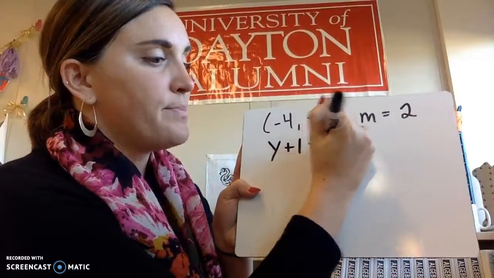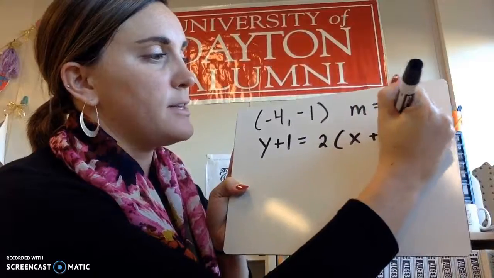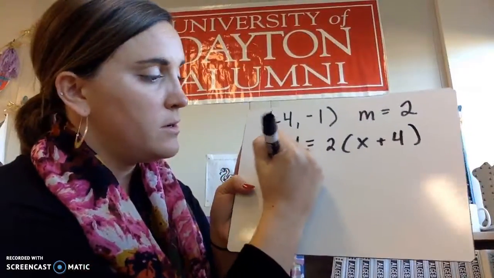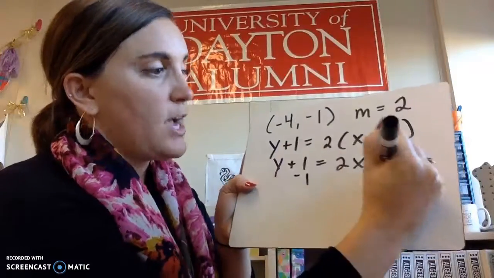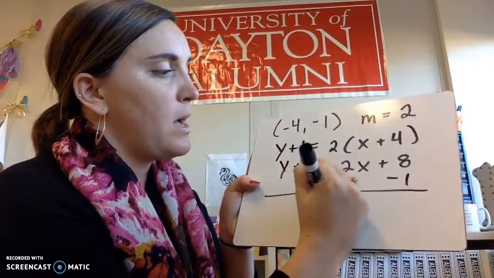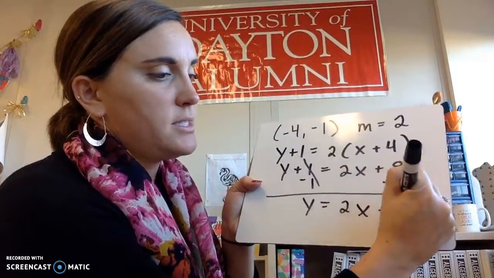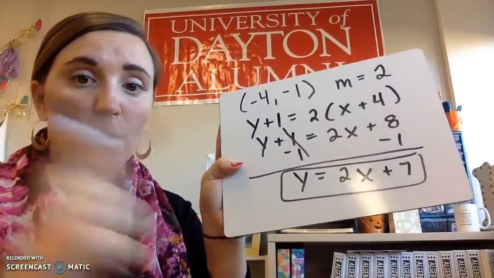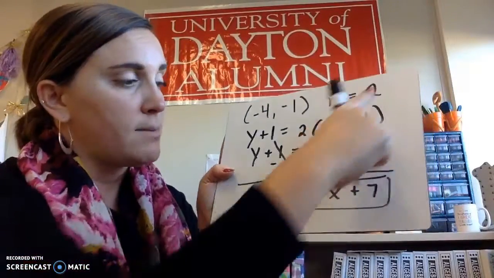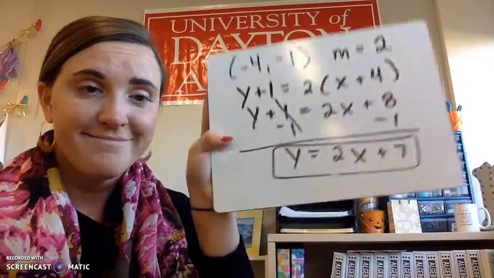Y plus 1 equals 2 parentheses x plus 4. Distribute. Y plus 1 equals 2x plus 8. Subtract 1 on each side. Y equals 2x plus 7. And I'm looking for an equation in slope-intercept form that is parallel. If it has the same slope, then it's going to be parallel.